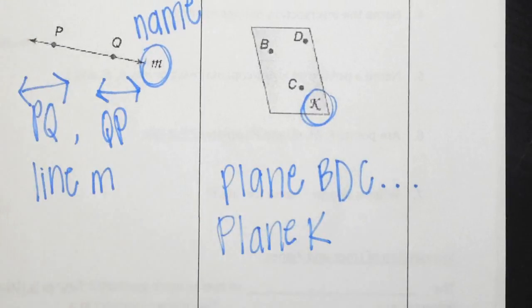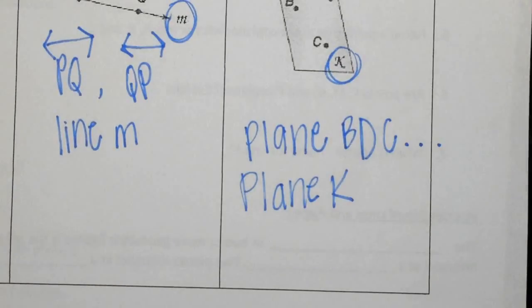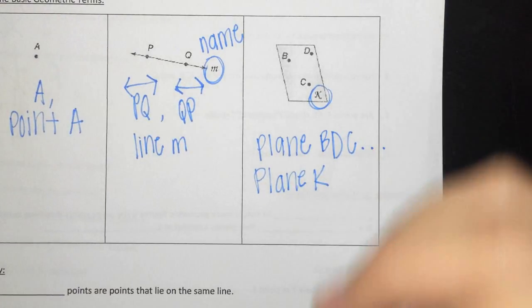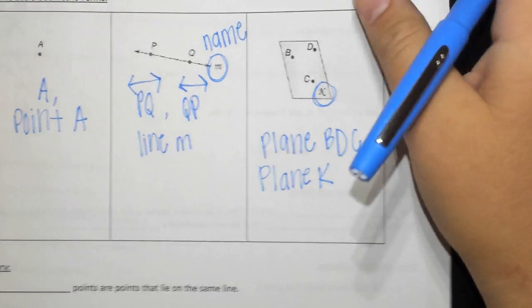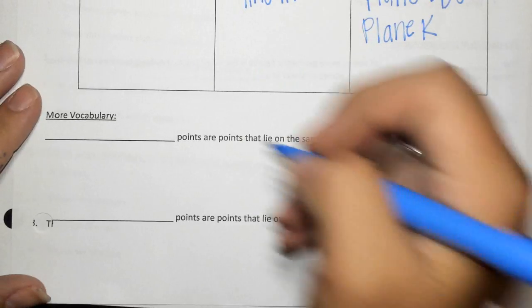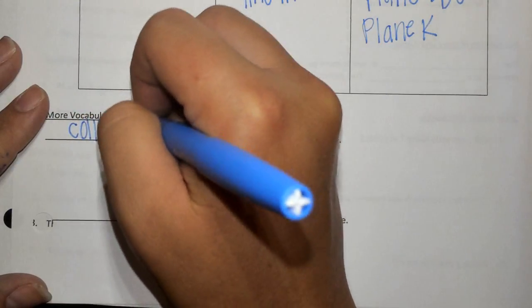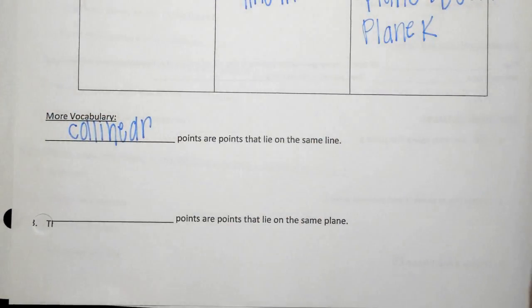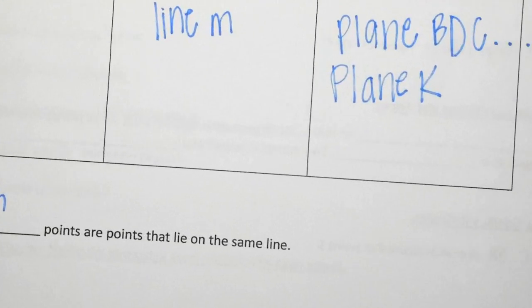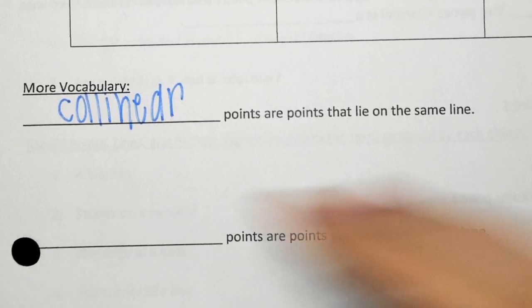All right. Here we go. We have some new vocab down here. We have 2 new vocab words down here. The first one is collinear. Write this down. Collinear. C-O-L-L-I-N-E-A-R. Collinear. What does this mean?